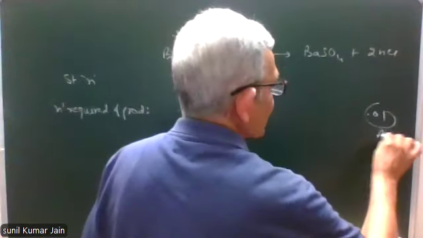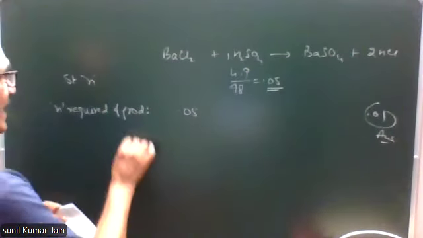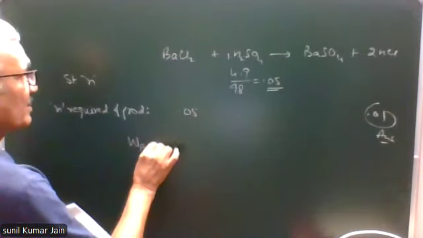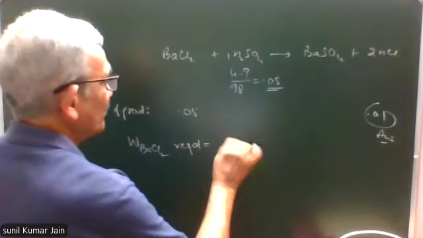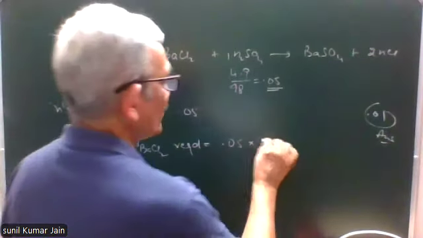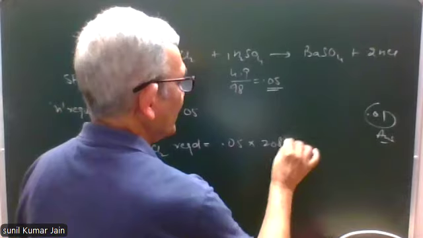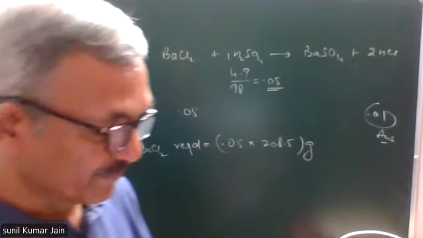So this is one answer. Number of moles of HCl produced is 0.1, and the weight of barium chloride required will be 0.05 into the molecular weight of barium chloride, which is 208.5. So that many grams of barium chloride will be required.